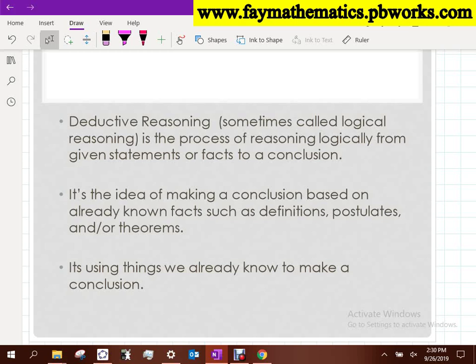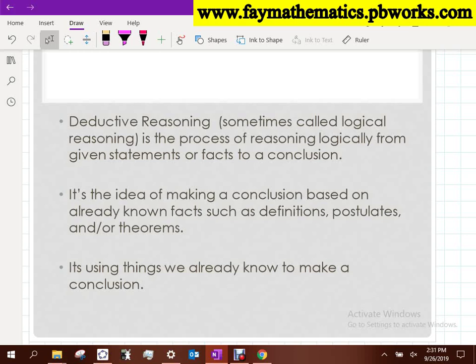So deductive reasoning, sometimes called logical reasoning, other textbooks call it logical reasoning, is the process of reasoning logically from given statements or facts to a conclusion. Now, I don't think that's a great definition, so kind of pull that apart with those other two bullets, okay? Basically what it says is that you are going to be provided true statements, okay? And that's what we say given.